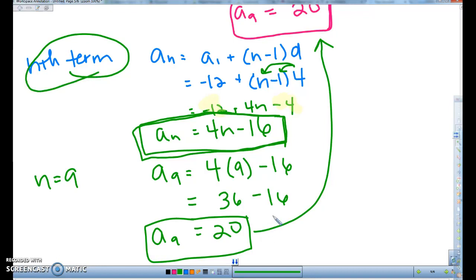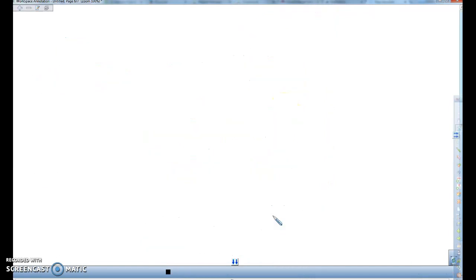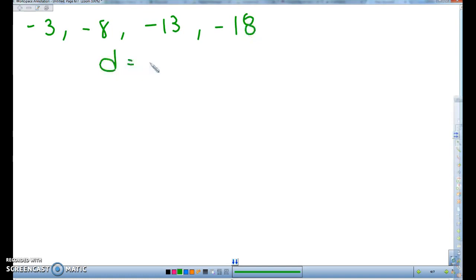Let's try another one of those. And I'm not going to ask you to find any particular term, just the nth term of a sequence. So our sequence is negative 3, negative 8, negative 13, negative 18. First of all, find that common difference. Well, as I move from each number to the next, I realize that I'm subtracting 5. So my common difference is negative 5.